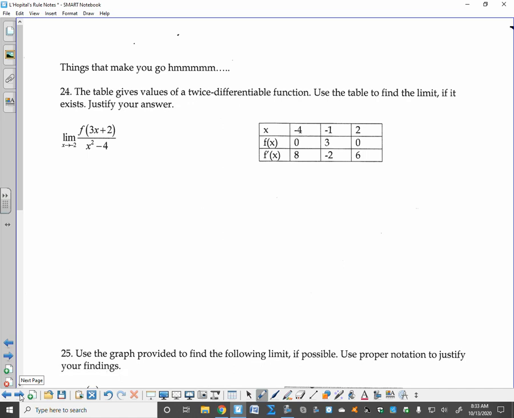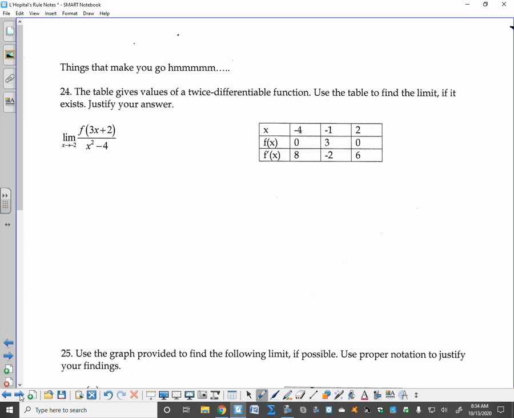Things that make you go, and these are great multiple choice questions. The table gives values of a twice differentiable function. That means I can take the derivative twice. Use the table to find the limit if it exists. Justify your answer. Okay, so let's just straight up try to find the limit.